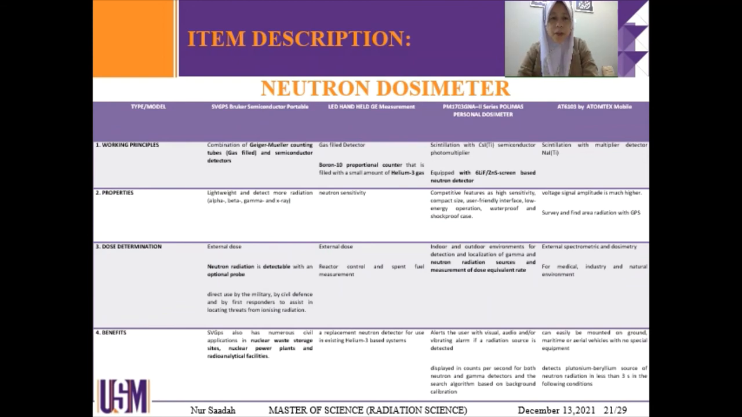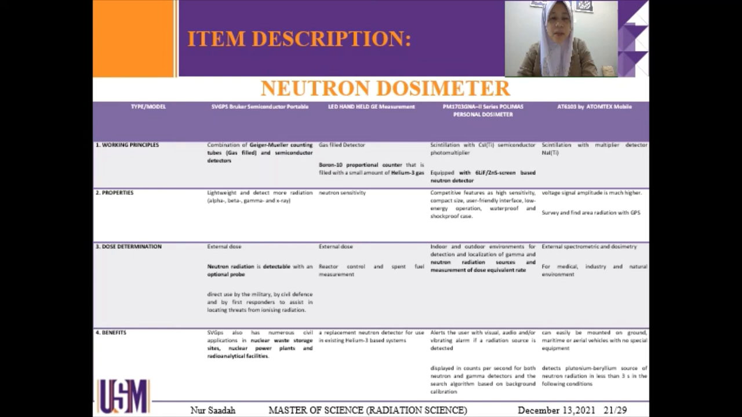The working principle is a combination of Geiger-Müller counting tube, gas-filled and semiconductor detector. Properties: lightweight, and detects more radiation. Not only neutrons, they also detect alpha, beta, gamma and X-ray radiation. Dose determination is external dose. Neutron radiation is detectable with an optional probe.